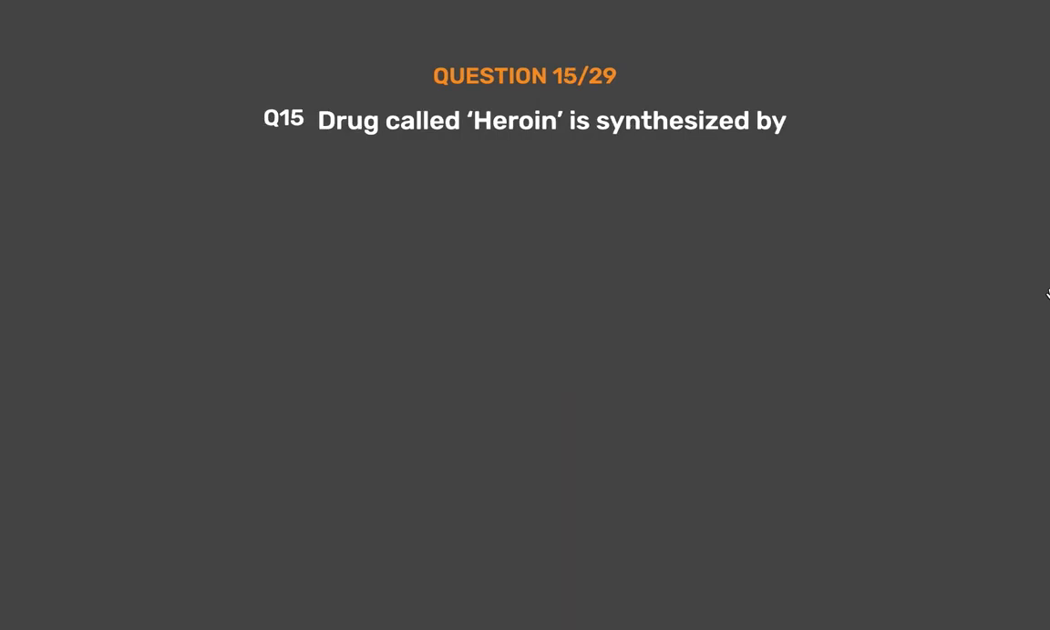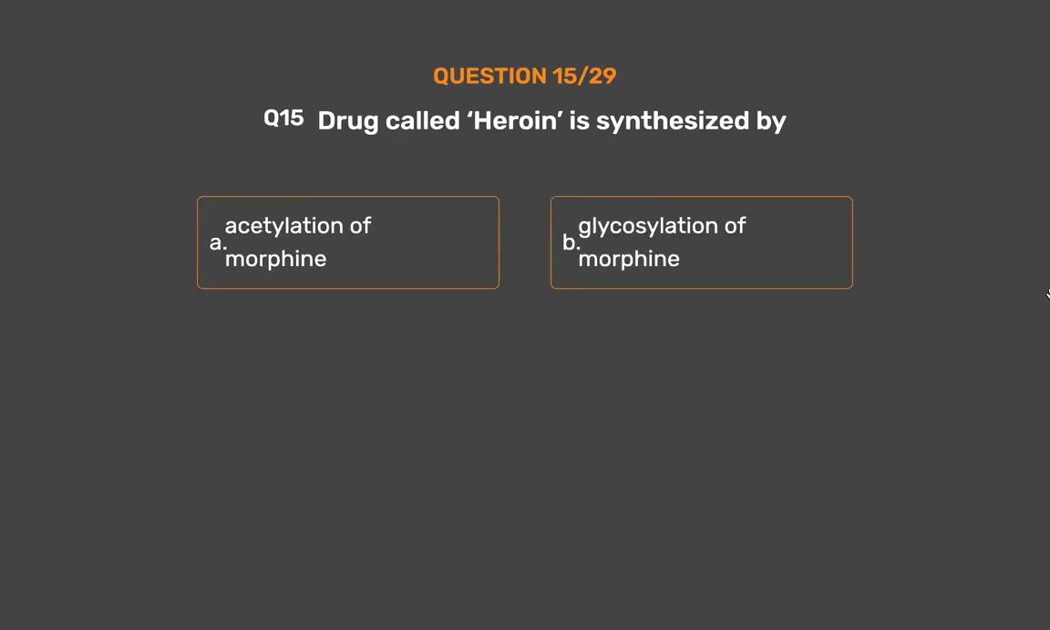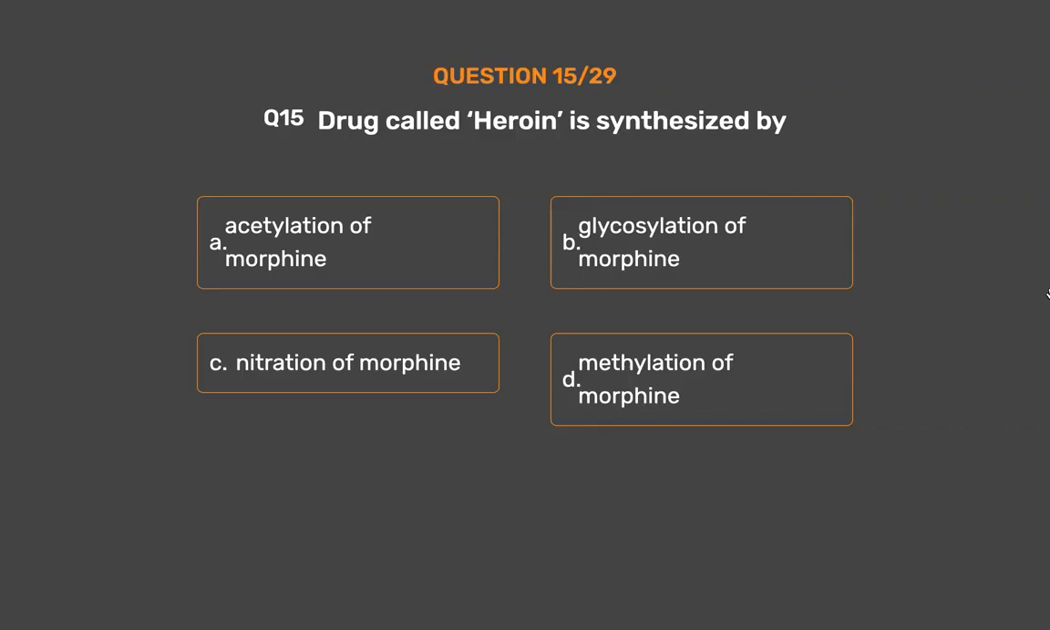Question number 15. Drug called heroin is synthesized by Option A. Acetylation of morphine. Option B. Glycosylation of morphine. Option C. Nitration of morphine. Option D. Methylation of morphine. The correct answer is Option A.